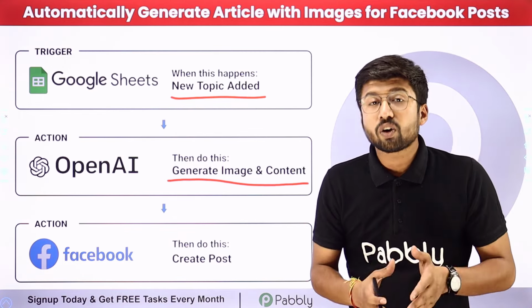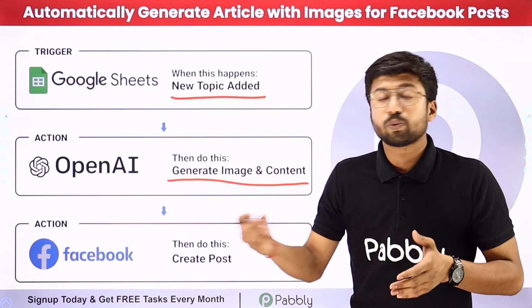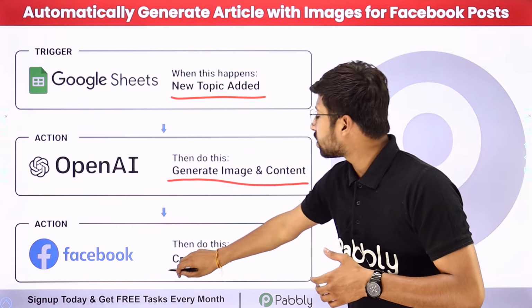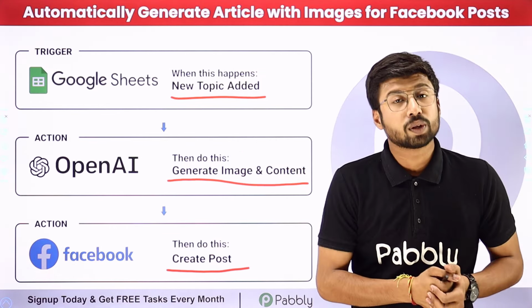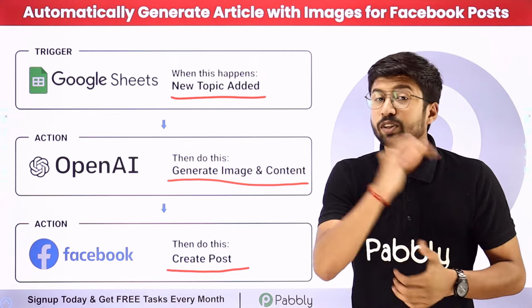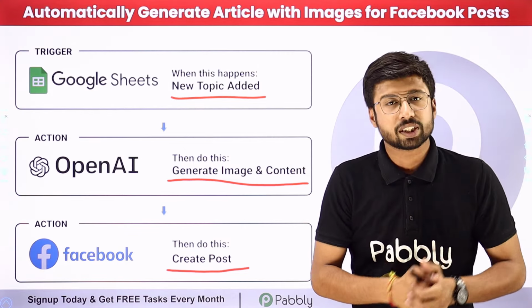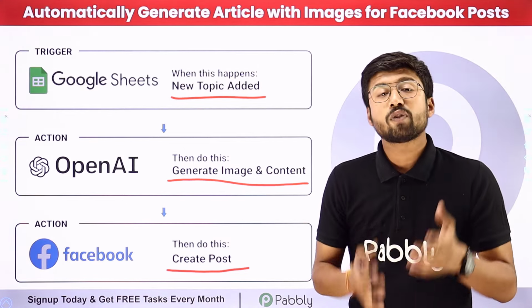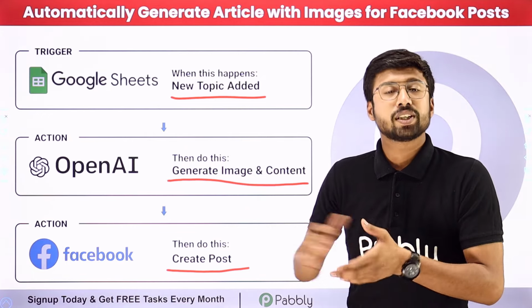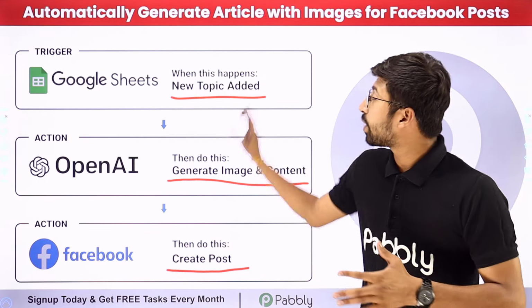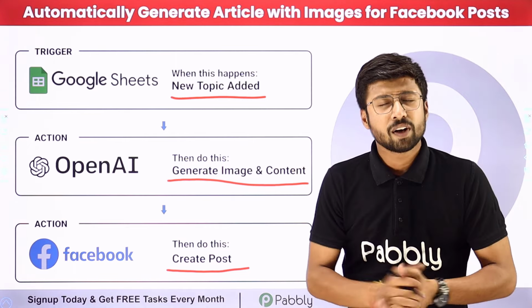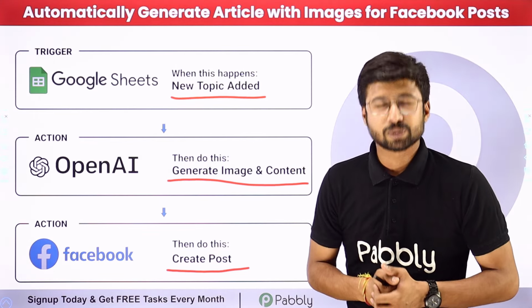And after generating the content, the article and the image for your post, you can automatically schedule this post for your Facebook page to be shared over there on your selected date and time which you have entered in your Google spreadsheet. In this way, you can create a kind of social media calendar for your Facebook page as well. Now, if you want to learn how you can set up all of this automation by yourself, you just have to come with me to my screen.